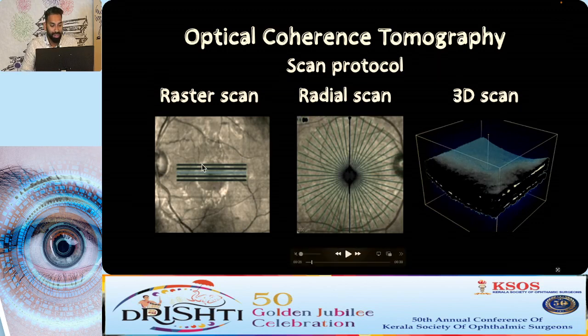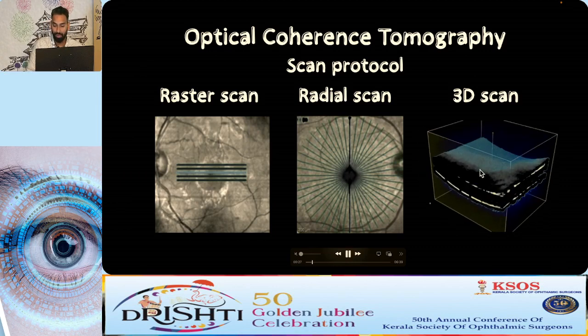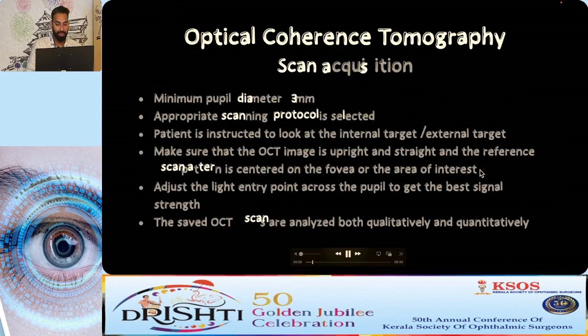That is the parallel line scans over here, which you can see is a raster scan. Then we have the radial scans, which is in a radial, circular fashion, and then we have the 3D scans. That is macular cube or 3D cube kind of scans.